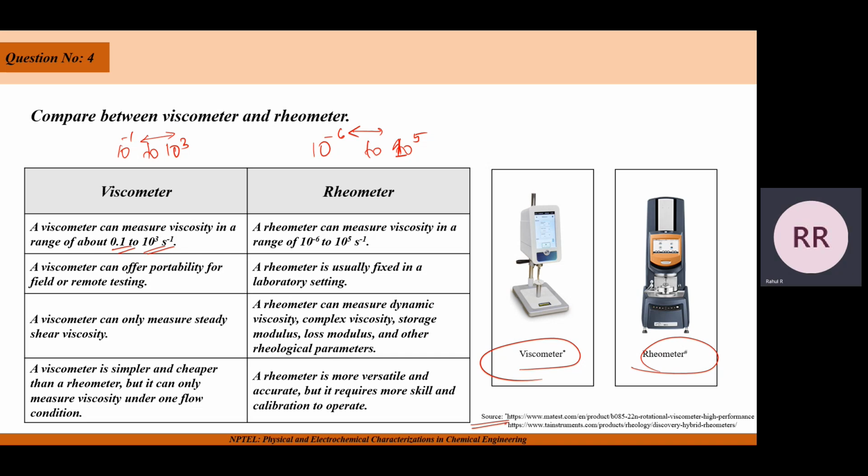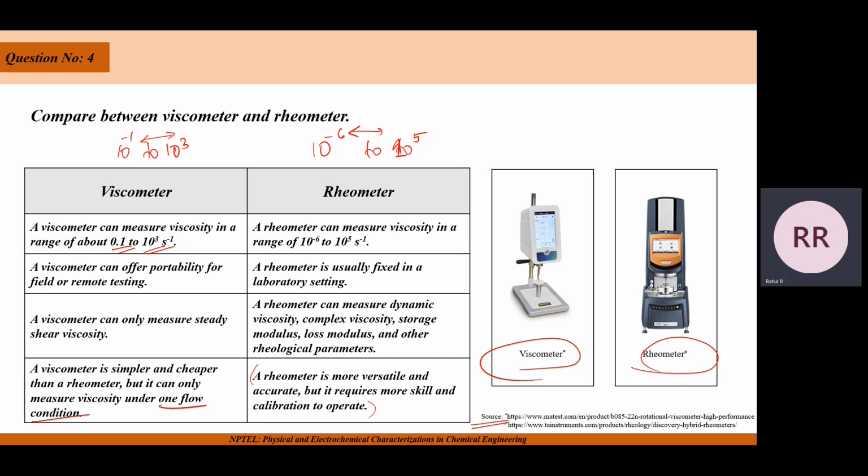The fourth difference is that a viscometer is simpler and cheaper than a rheometer, but it can only measure viscosity under one flow condition. Obviously, we can have an intuition that a viscometer is a much cheaper and simpler instrument than a rheometer, because its capability is much less. You can see here that it can measure viscosity under one flow condition. Whereas a rheometer is more versatile and accurate, but it requires more skill and calibration to operate. One needs proper knowledge for handling a rheometer, but comparatively the viscometer is much easier to handle.